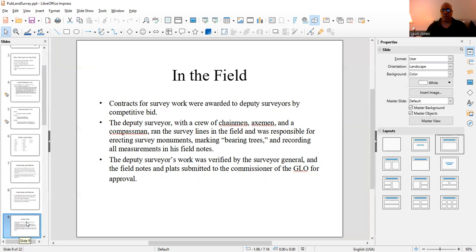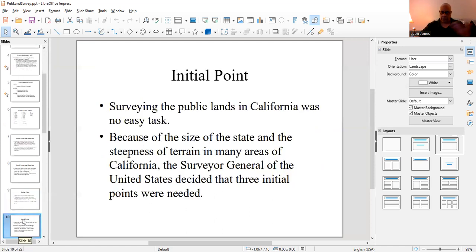So the deputy surveyor's work was verified by the surveyor general, and the field notes and plats were submitted to the commissioner of the GLO for approval. Again, surveying the public lands in California was no easy task because of the size of the state and the steepness of terrain in many areas of California.